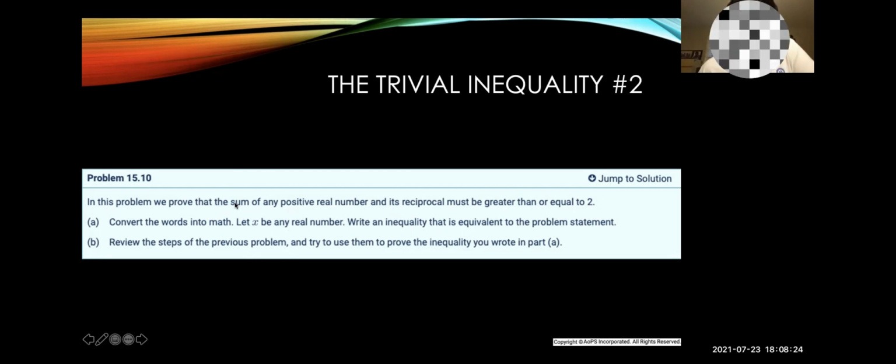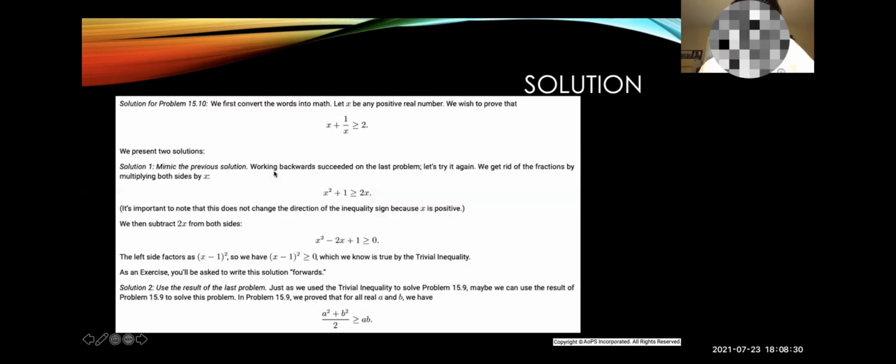So essentially in this problem we prove that the sum of any positive real number and its reciprocal must be greater than or equal to 2. What that means is that x plus 1 over x should be greater than or equal to 2. And so the first way to do this is to work backwards.